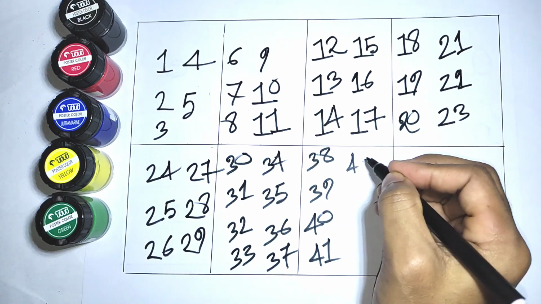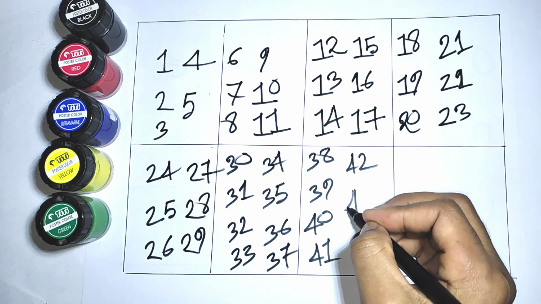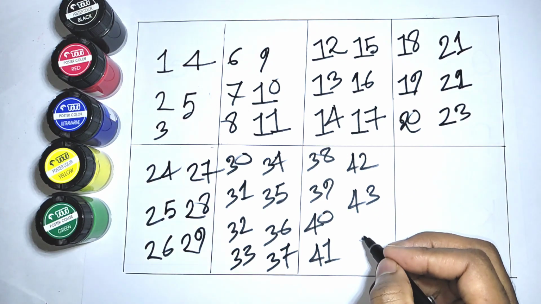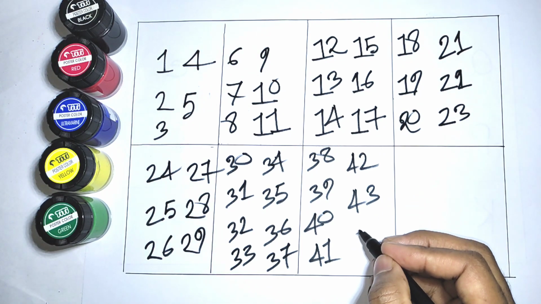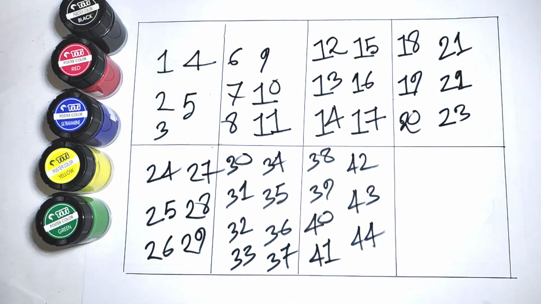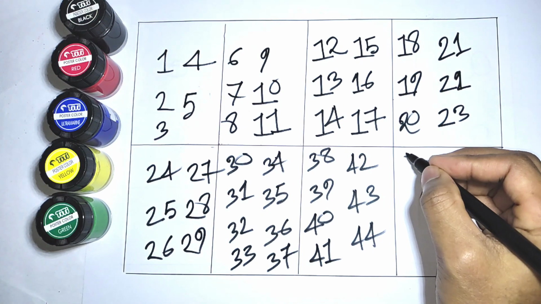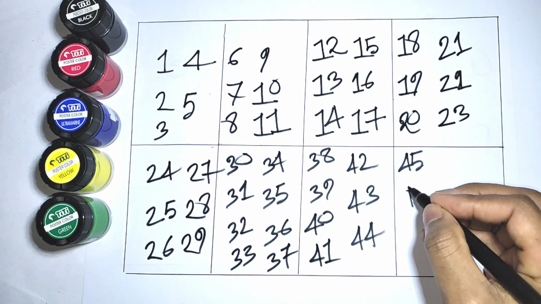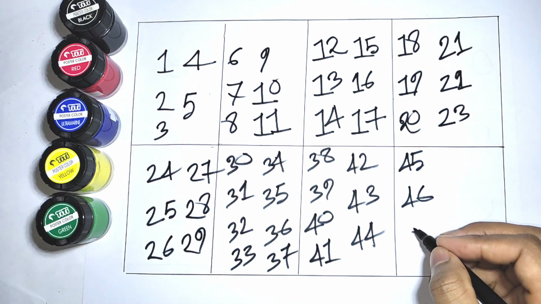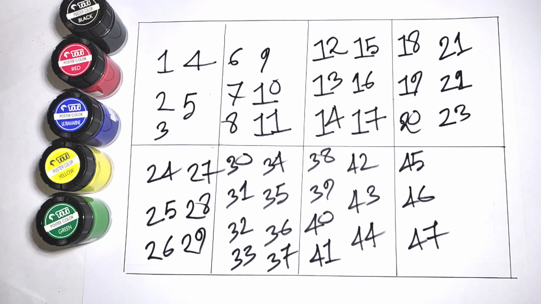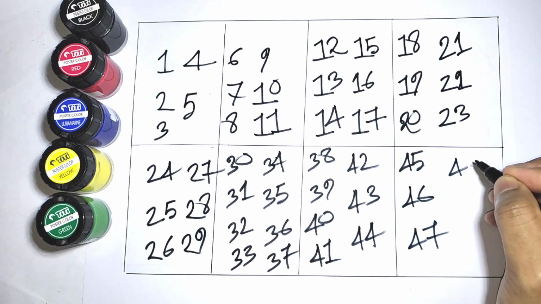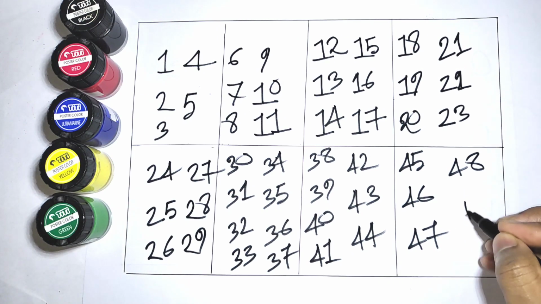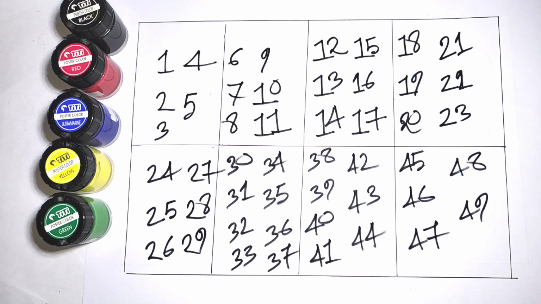41. 42. 43. The next one is 44. Kids, now we draw 45. The next one is 46. 47. 48 and 49.